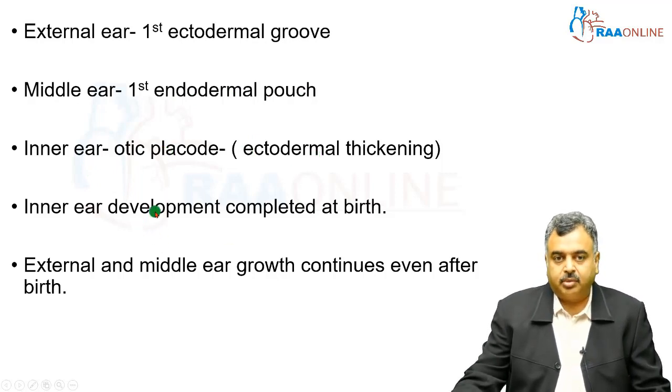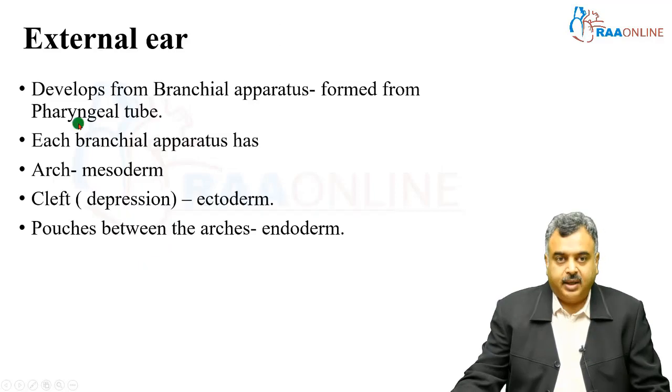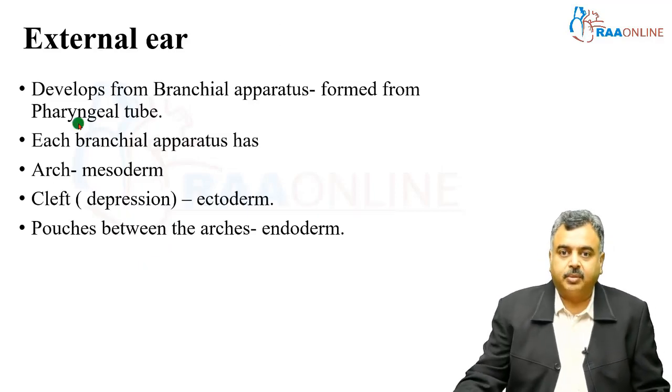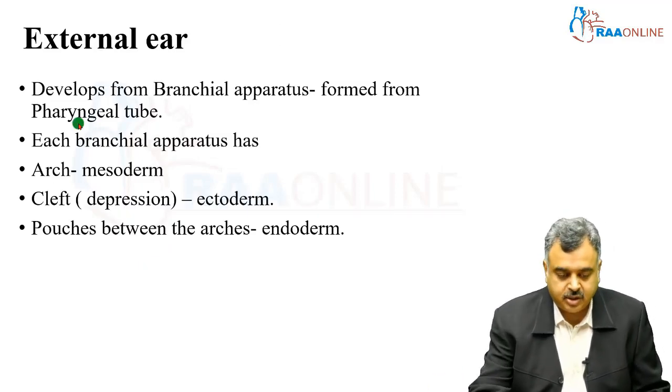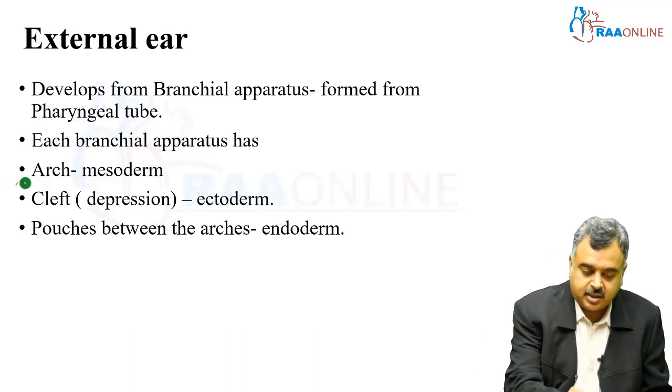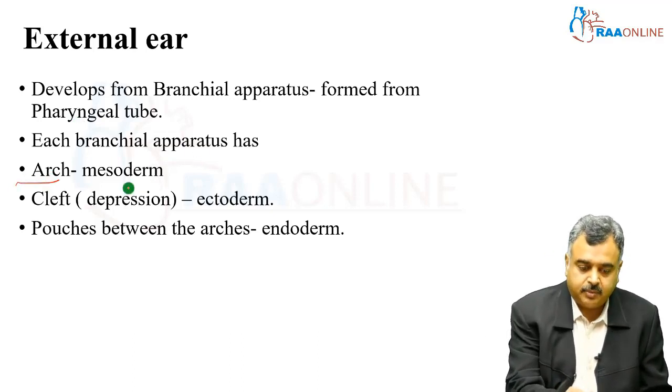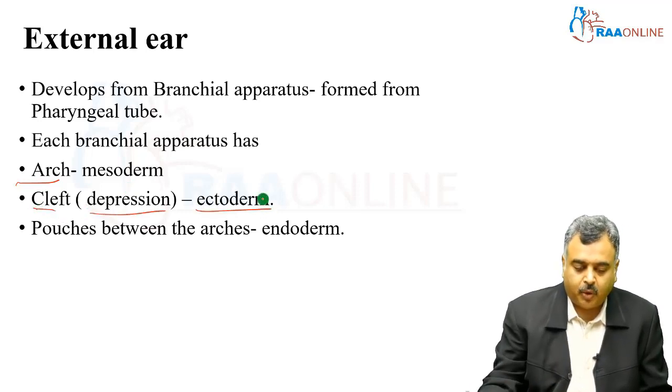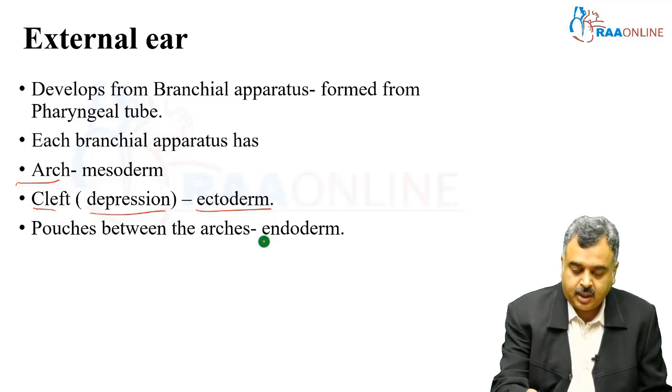We have to remember that the inner ear development is completed at birth, whereas the external and middle ear development happens even after birth. External ear: it develops from the branchial apparatus formed from the pharyngeal tube. Each branchial apparatus has the arch, which is formed from the mesoderm, a cleft, which is a depression formed from the ectoderm, and the pouches between the arches which are formed from the endoderm.